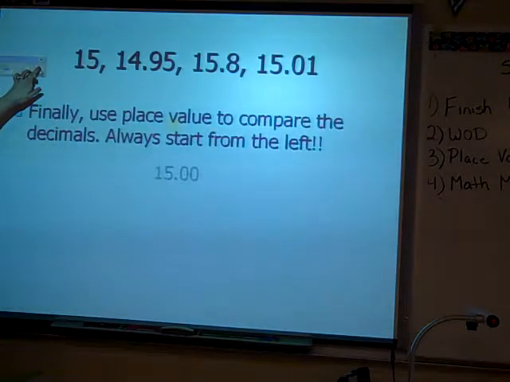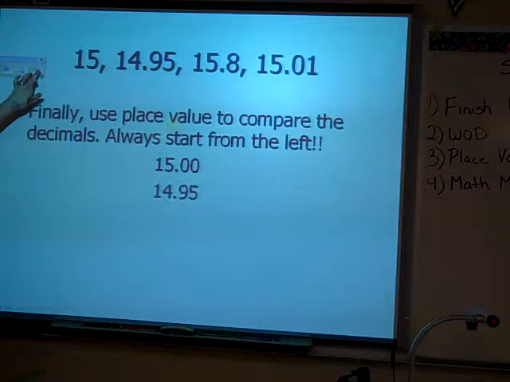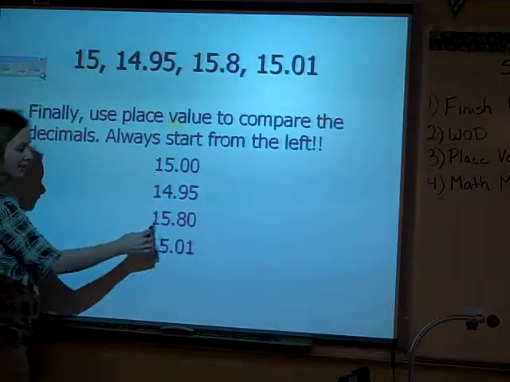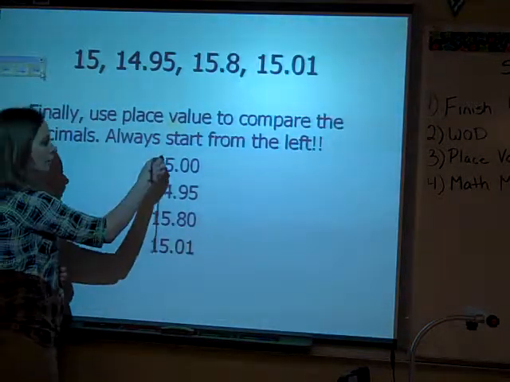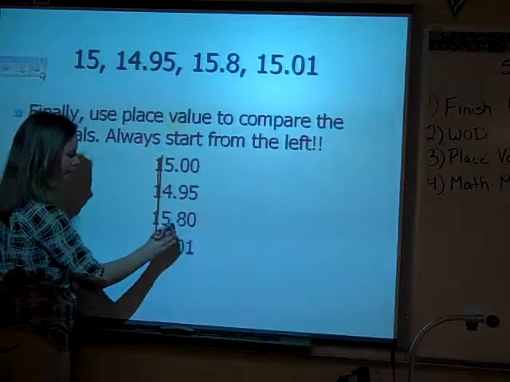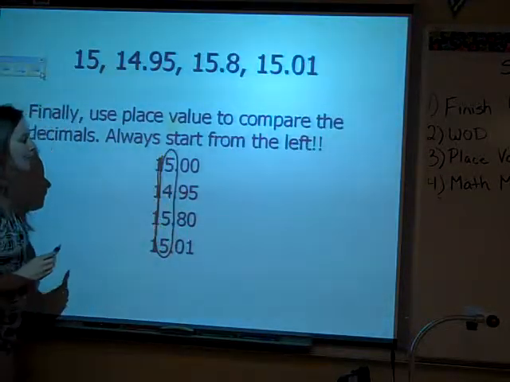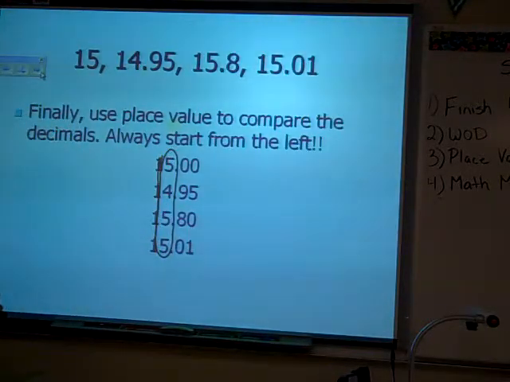Finally, we use the place value to compare the decimals. Always start from the left, which is where you have your bigger place values. So we start here at our tens place, and that doesn't give us any information. We look over here, and we see there's only one that's different, and it's the 4.